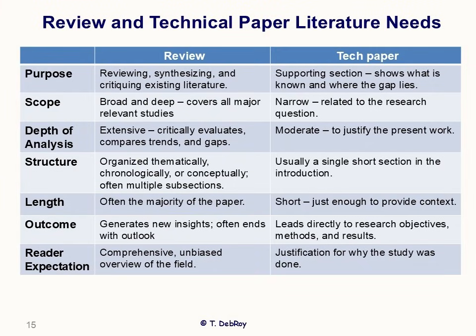It's crucial to understand how the literature section differs between review and technical papers. In a review paper, the purpose is extensive. You are synthesizing, critiquing, and generating new insights. The scope must be broad and deep, involving an extensive critical evaluation. This section often constitutes the majority of the paper. In contrast, in a technical paper, the literature section is narrow and moderate in depth, serving only to justify the present work and provide context for the research objectives.